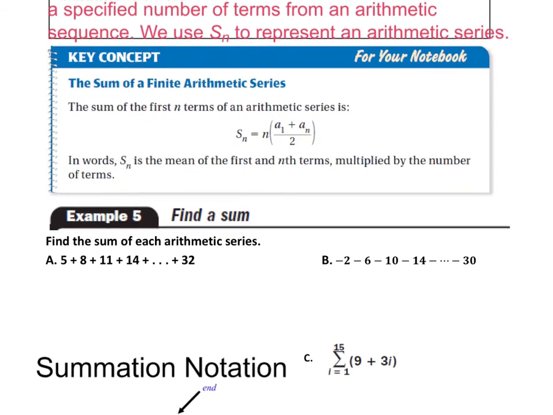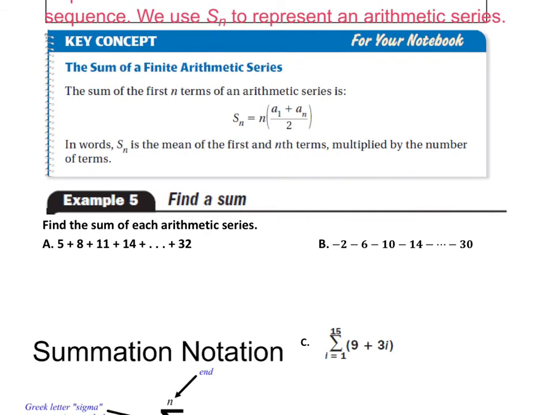In the key concept box here, we have a formula for the sum of our finite arithmetic series. Finite just means it has a specified endpoint. If it was infinite, we couldn't find the sum. This is an important formula, one that we're going to want to stay well acquainted with. It says the sum of the first n terms, S sub n, S for sum, n indicating that we're taking the sum of n terms, is equal to n times the first term plus the last term, or the nth term, all divided by 2, or the average of the first and the last.